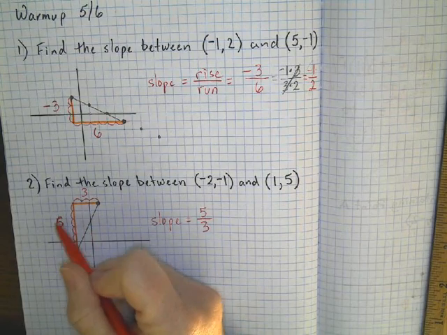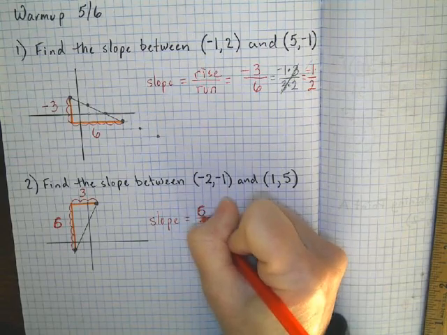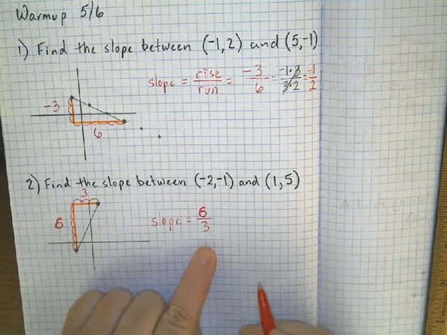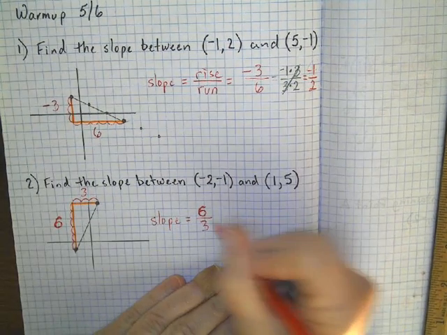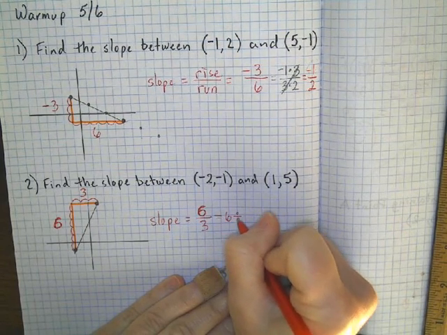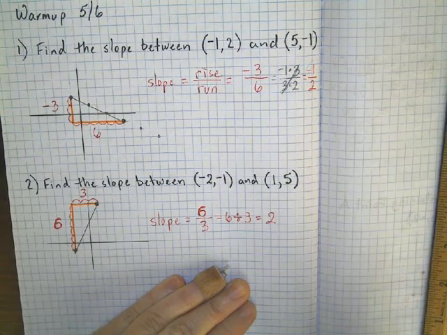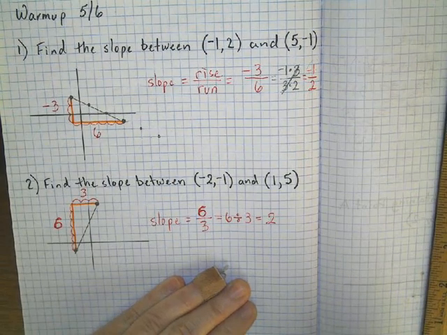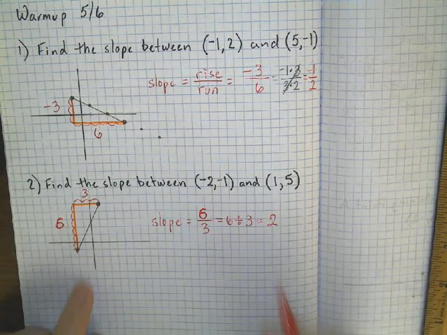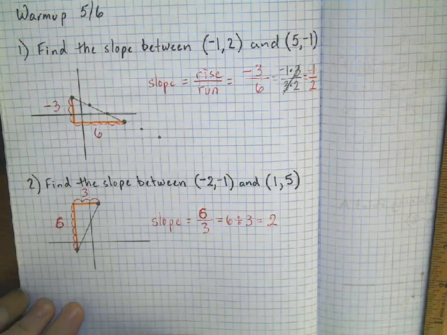Yep, 6. So that's 6 over 3. Hey, this is the same as 6 divided by 3. 6 divided by 3, I know that one. That's just equal to 2. So I can reduce that to just a 2. So the slope on this one is 2. The slope on this one is -1/2.